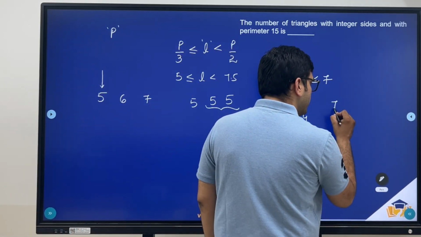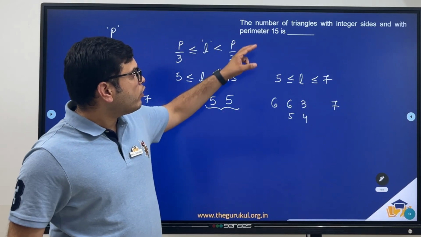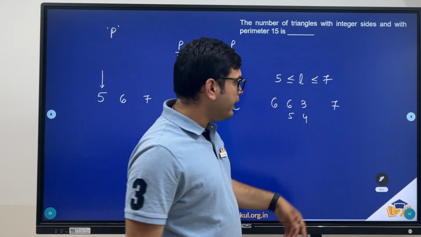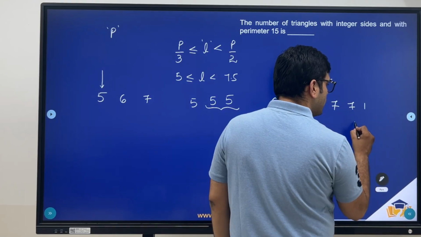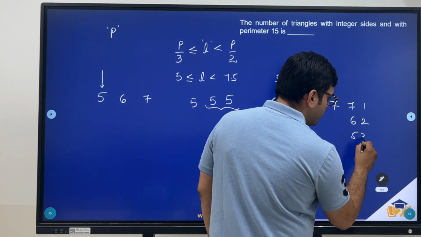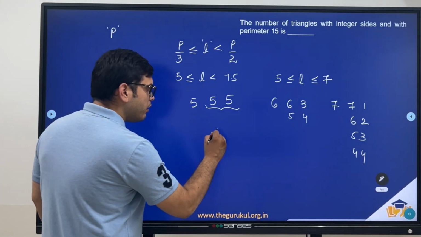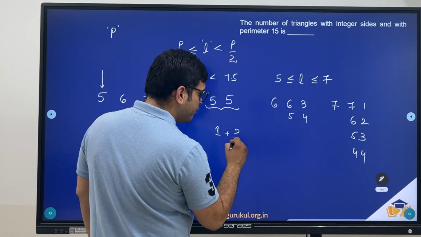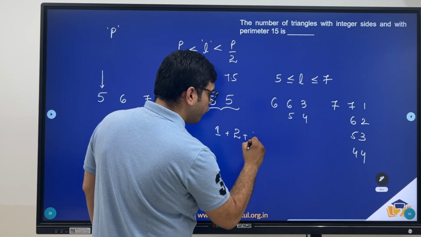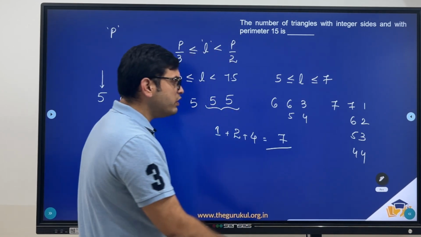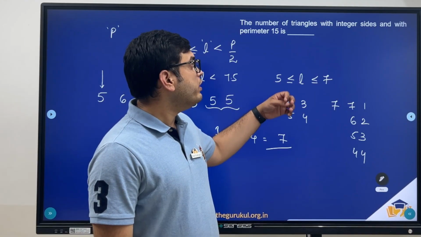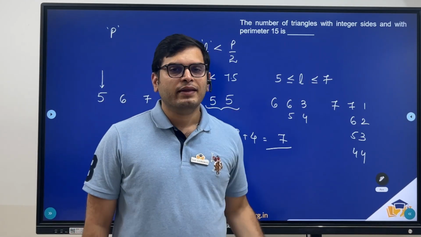Now, when the longest side is 7, the sum of the other two sides should be 15 minus 7, 8. So 7, 1, 6, 2, 5, 3, and 4, 4. Right. So you have one triangle here, plus you have two triangles here, and we have four triangles here. So the total number of distinct triangles that can be formed with integer sides and perimeter being 15 is 7.